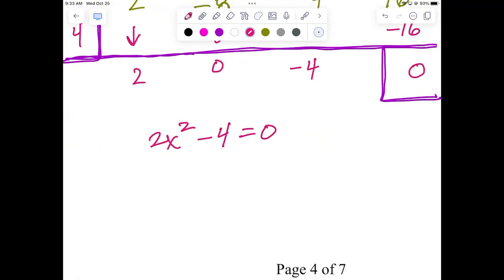And now I can solve. I can solve this one by separating. There's no x term, so I can separate. I get 2x squared equals 4. That means x squared equals 4 divided by 2, which is 2. And now when I extract the square roots, I can't forget to remember to do what on the right side? Plus or minus the square root of 2.